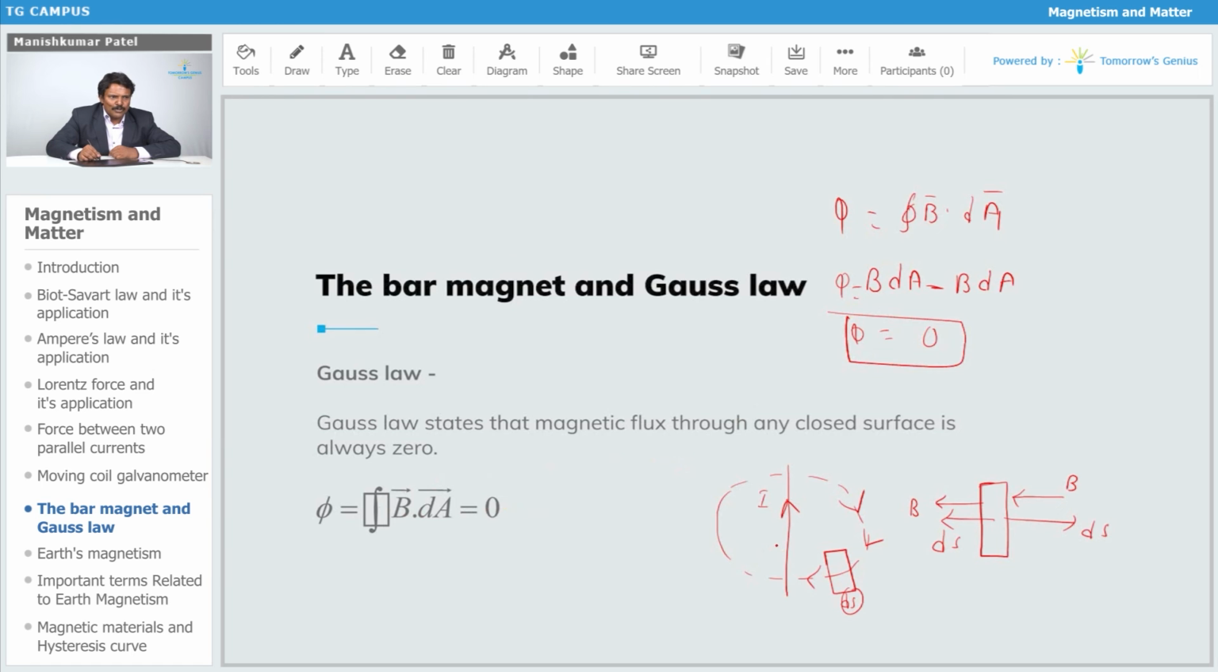This is also along the proof, and it is different compared to the electric field. The Gauss law related to the electric field is different: the flux passing through any closed surface is 1 upon epsilon naught times the charge enclosed by that surface. But here it is different, it states that the flux is 0.